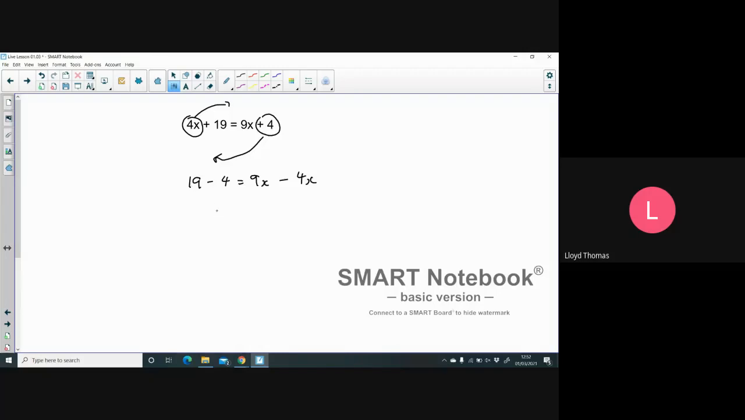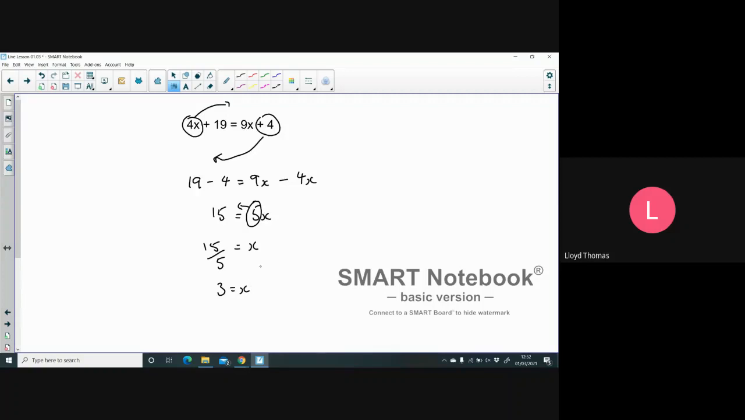19 take away 4 is 15. 9x take away 4x is 5x. And now your last step is just to move that 5 from here over to the left-hand side. And now it does not matter that x is on the right. That's absolutely fine. 15 divided by 5 is 3. So you have 3 equals x.